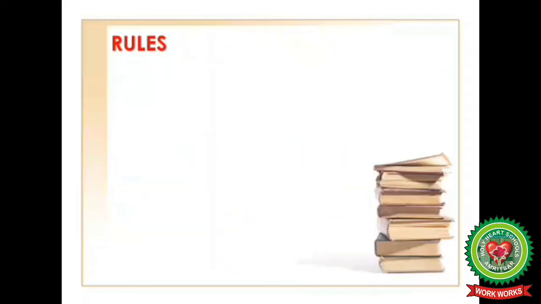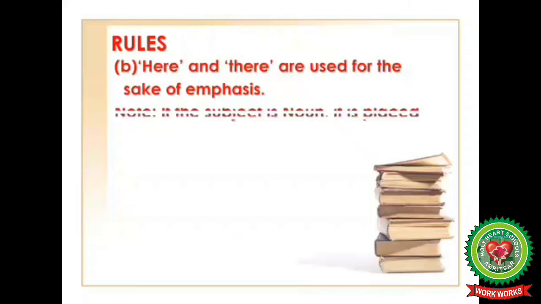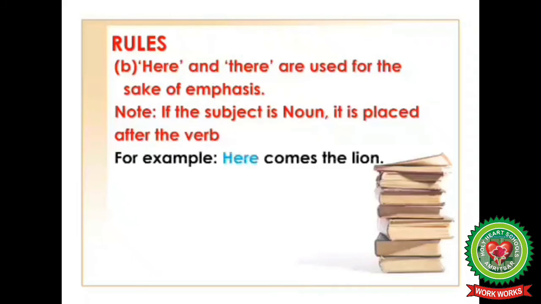Third case, adverbs of place, that is here and there, are placed at the beginning of the sentence for the sake of emphasis or impact. Now, two situations can be there. If the subject is noun, it is placed after the verb. For example, here comes the lion. In this sentence, here is used in the beginning for emphasis. Subject, the lion, is a noun, so it is placed after the verb comes.